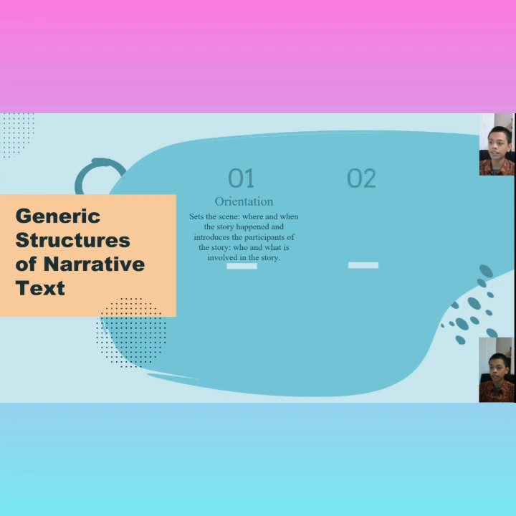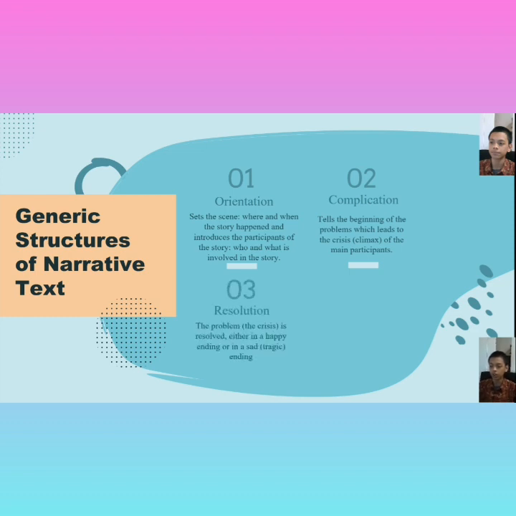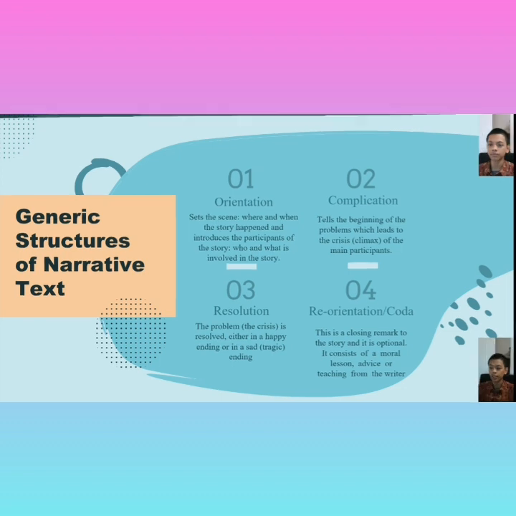Second, complication. Tells the beginning of the problems which leads to the crisis of the main participants. Third, resolution. The problem is resolved, either in a happy ending or in sad ending. Fourth, reorientation. This is closing remark to the story and it is optional. It consists of a moral lesson, advice or teaching from the writer.